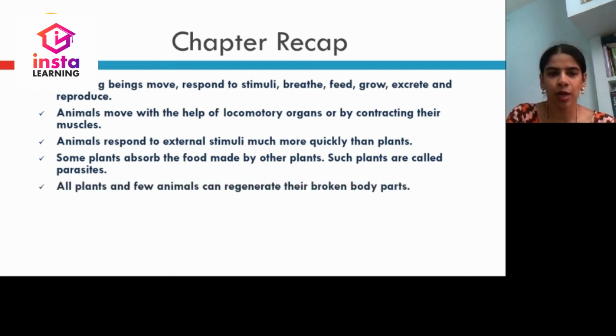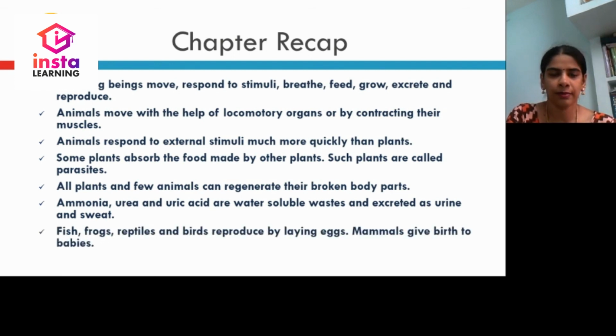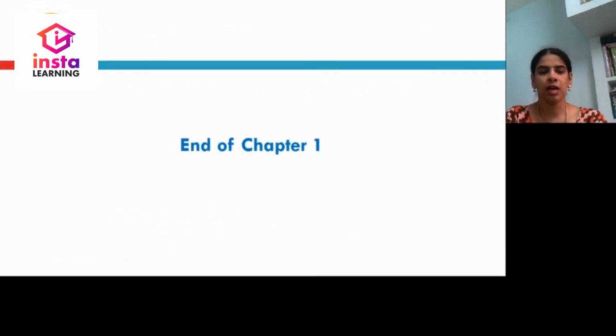All plants and few animals can regenerate their broken body parts. Ammonia, urea, and uric acid are water-soluble wastes and get excreted as urine and sweat. Fishes, frogs, reptiles, and birds reproduce by laying eggs, while mammals give birth to babies. Plants reproduce from seeds, buds, or spores. This ends our chapter 1.